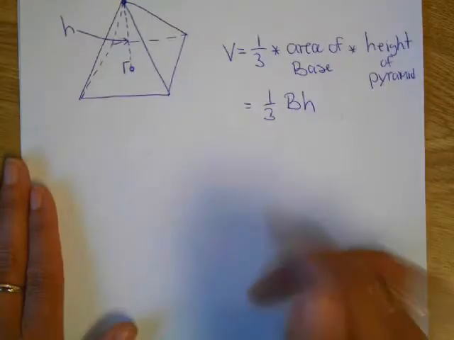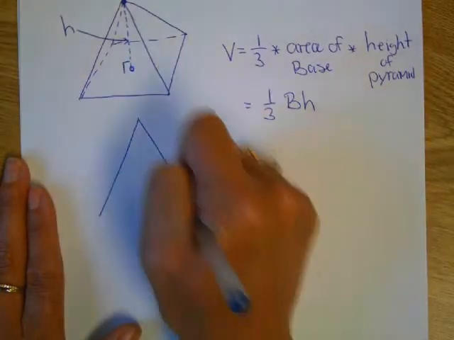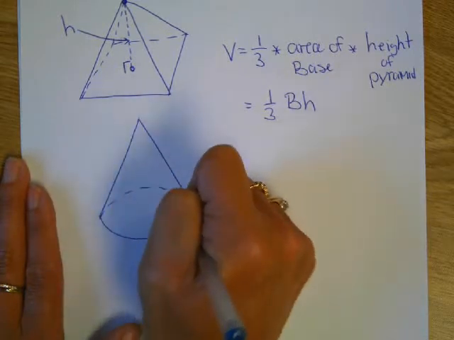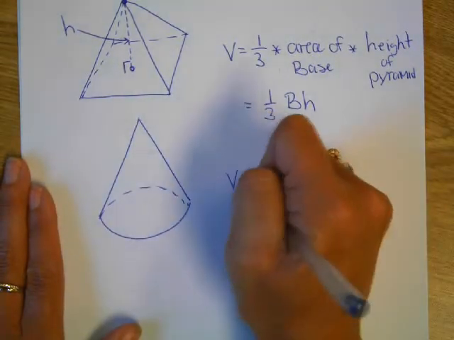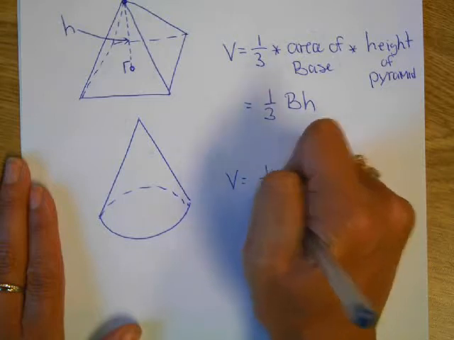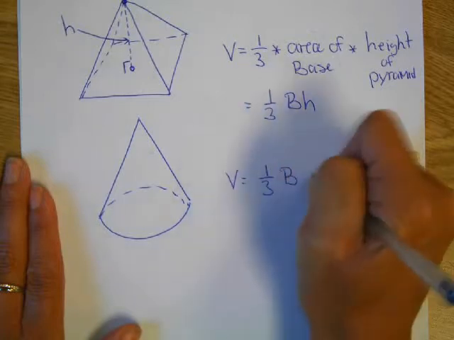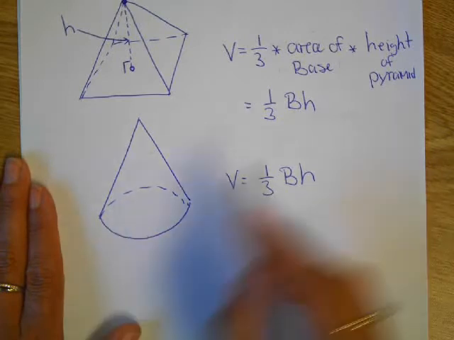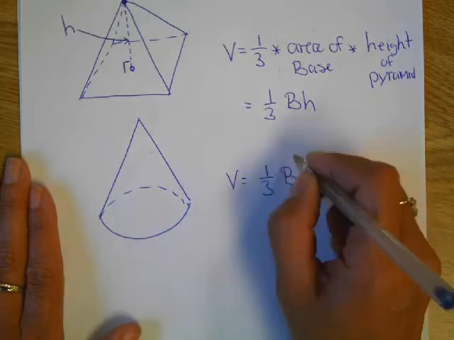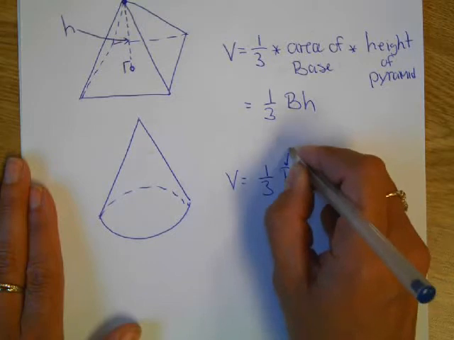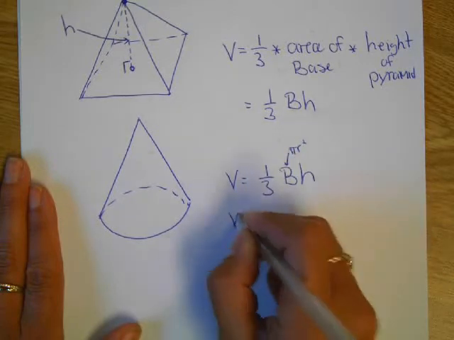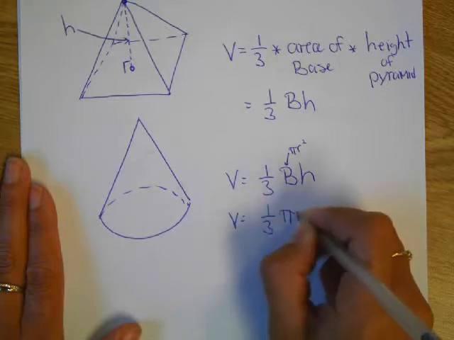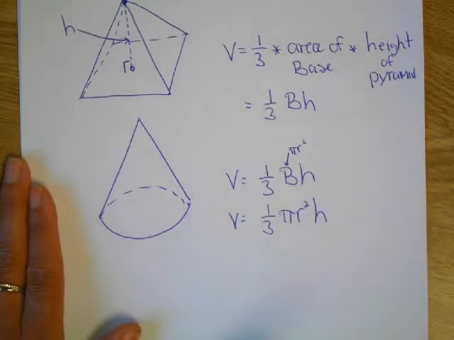Cone, very, very similar. Cone is also 1/3 area of the base times by height. But the base, since it's always a circle on a cone, we can replace that with pi r squared. So volume is 1/3 pi r squared H.